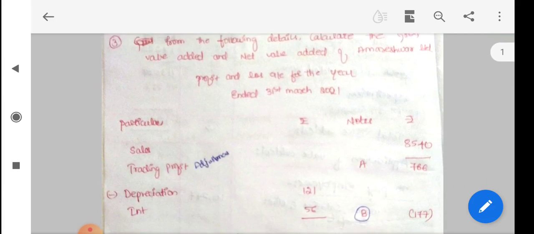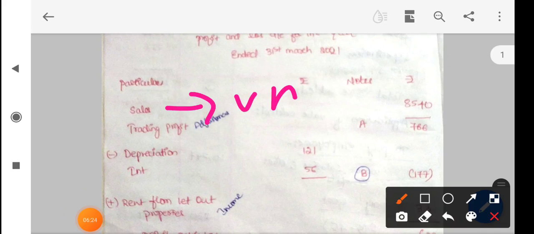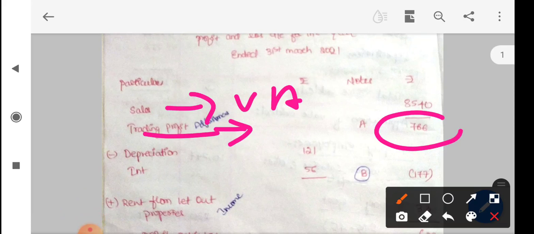Let's once again see the problem. Sales, we will take in value added. Trading profit has an adjustment. Clearly they are telling us that the trading profit is arrived at after charging the salaries, directors' remuneration and other expenses. There's an adjustment. We'll solve this working note in the solution.